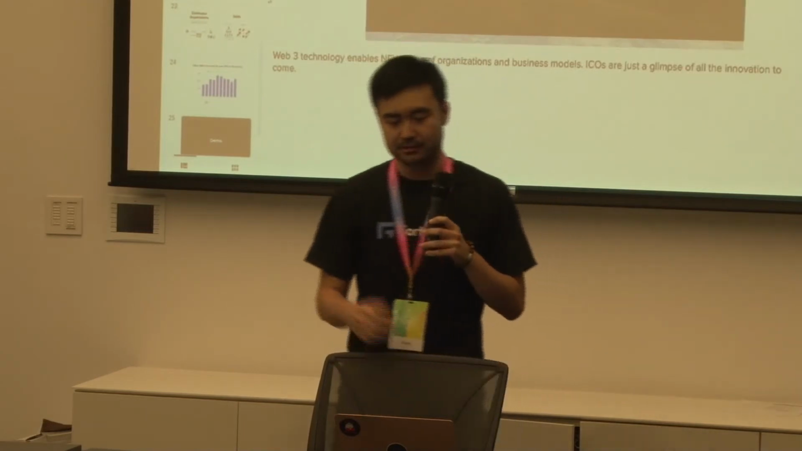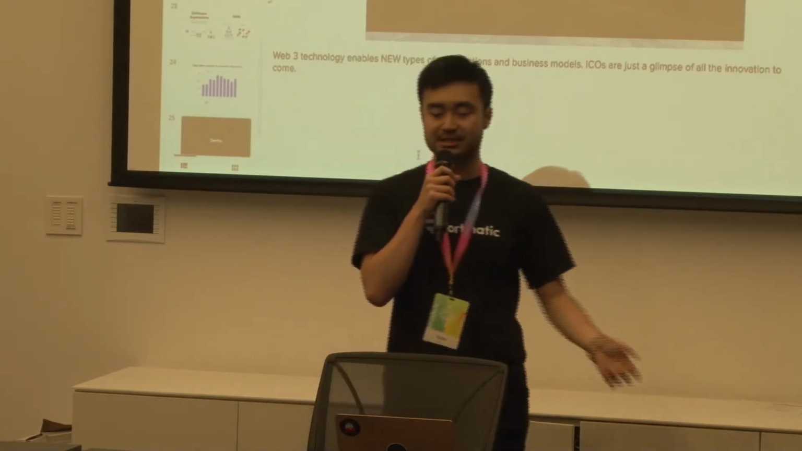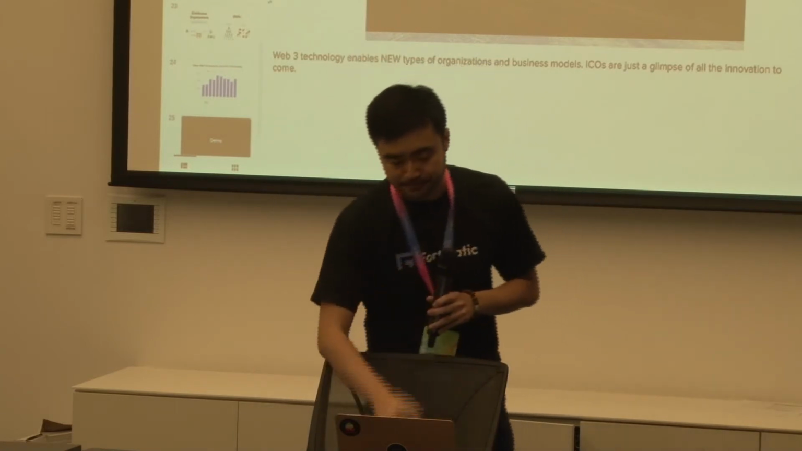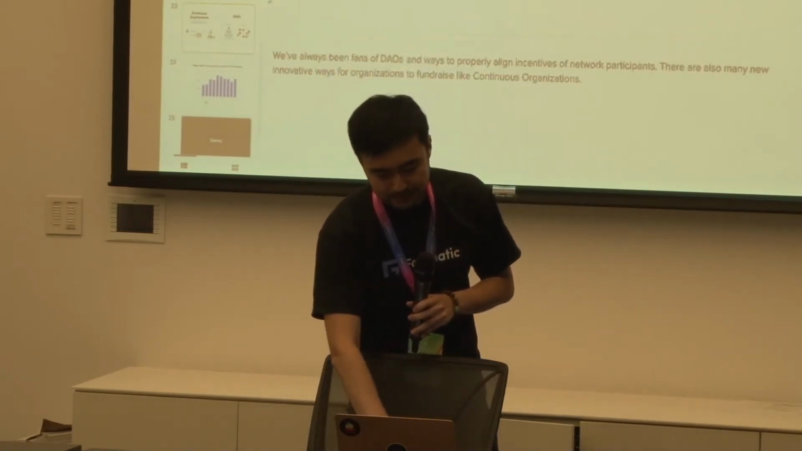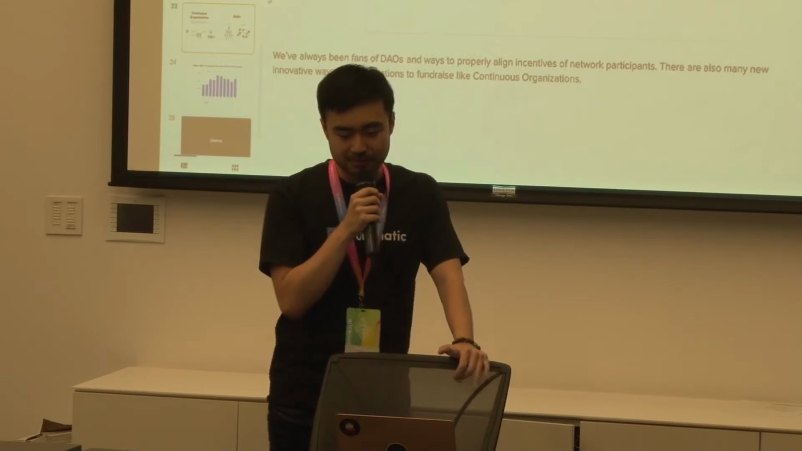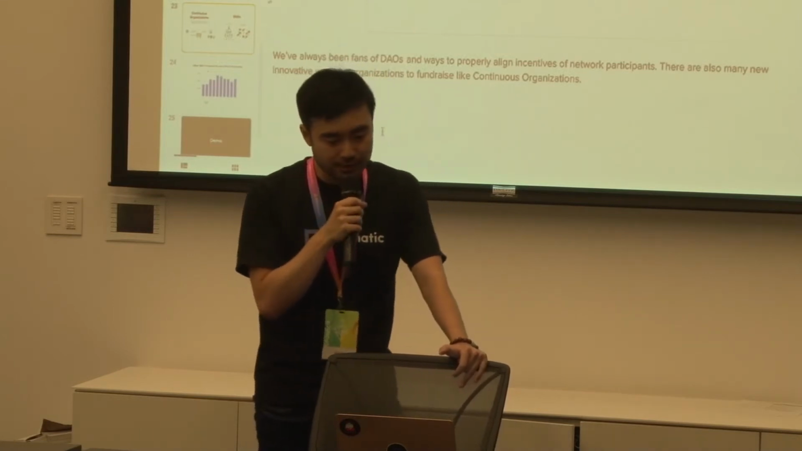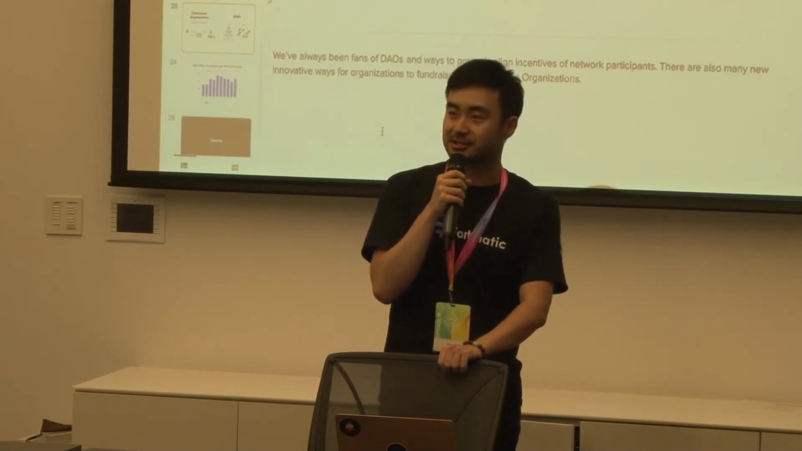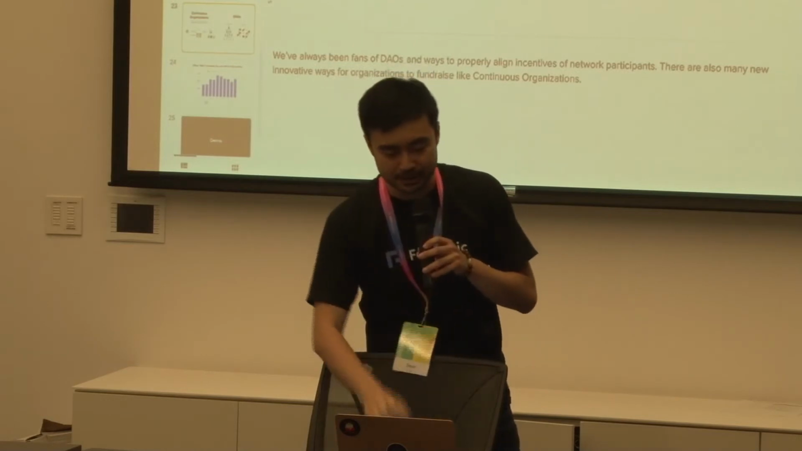Web3 technology also enables new types of organizations and business models. ICOs are just a glimpse of what's possible in innovation in this space. And we've always been a fan of DAOs, ways to properly align incentives of a network of people. There are also many new innovative ways for organizations to fundraise, like the continuous organization, using things like bonding curves that are used by protocols like Uniswap.